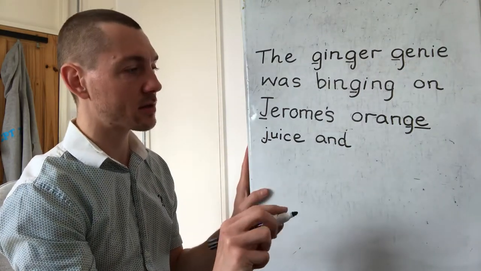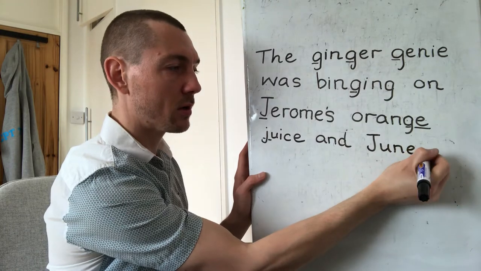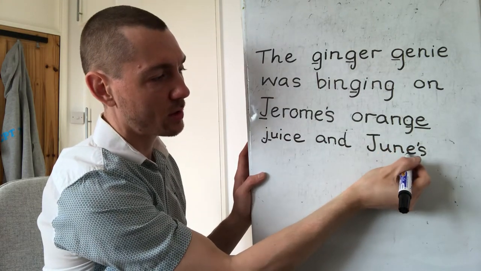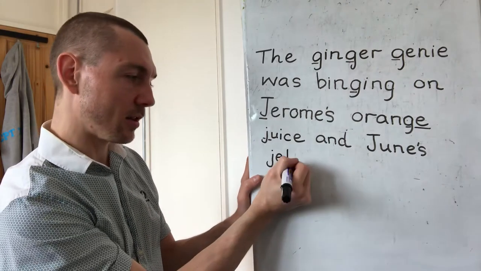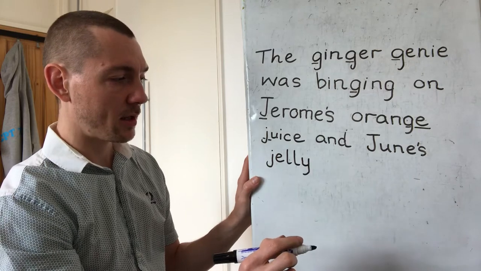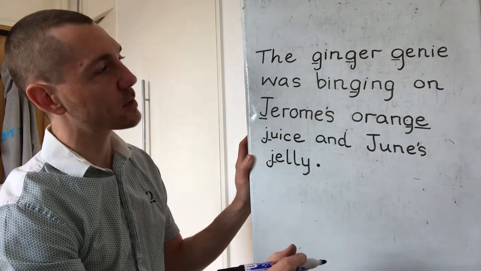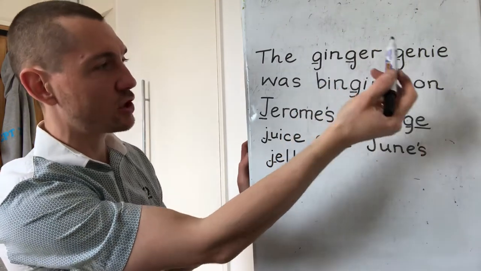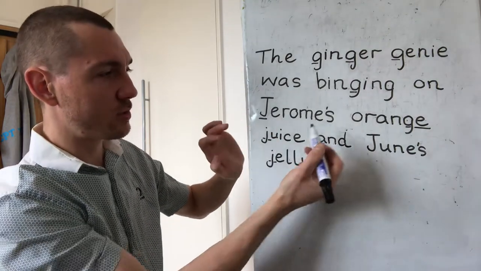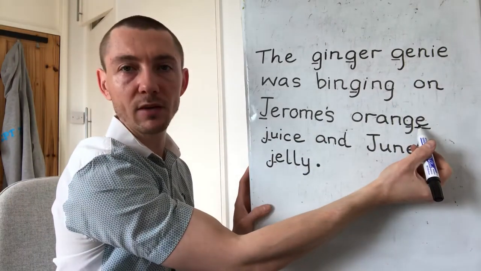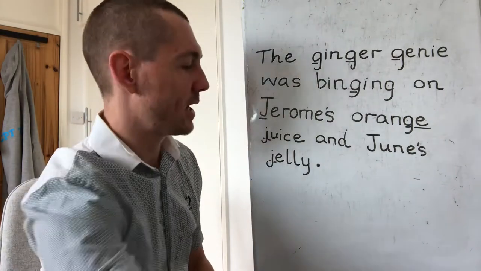So the ginger genie was binging on Jerome's orange juice and June's jelly. Two words. June's jelly. J, u, n, s. June's jelly. J, e, l, y, jelly. Stop. Okay, so we've got the G spelling of J in ginger, genie, binging, and we've got the J on its own spelling of J with Jerome's, juice, June's and jelly, and we've also got that GE spelling of J at the end of orange, haven't we? Okay, so the ginger genie was binging on Jerome's orange juice and June's jelly.